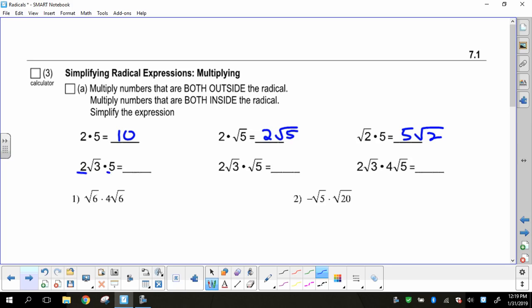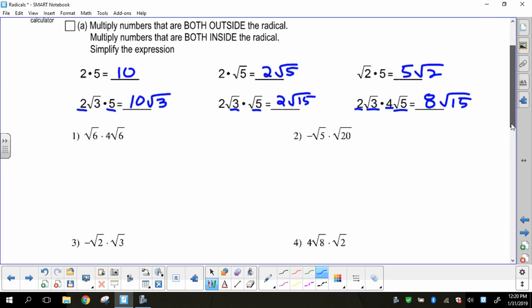In this example, we have the 2 and the 5 that we can multiply together because multiplication is associative and commutative, so we can rearrange it any way we want. But we're going to multiply the 2 times the 5, so we get 10 times the square root of 3. You can multiply square roots together, so this would equal 2 times the square root of 15. And in this last example, there's 2 whole numbers we can multiply together to give us 8, and then there's 2 square roots we can multiply together to give us the square root of 15.